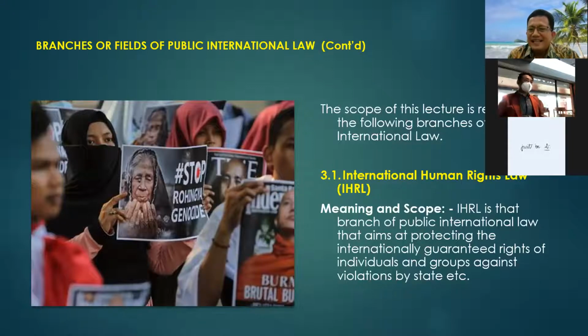What is international human rights law? The problem of human rights is that branch of public international law that aims at protecting the internationally guaranteed rights of individuals and groups against violation by the state.